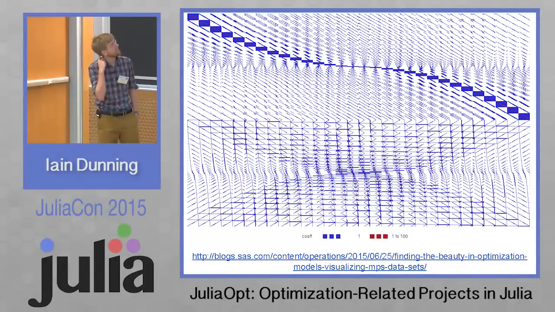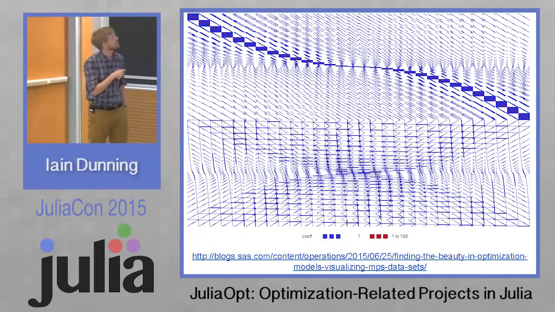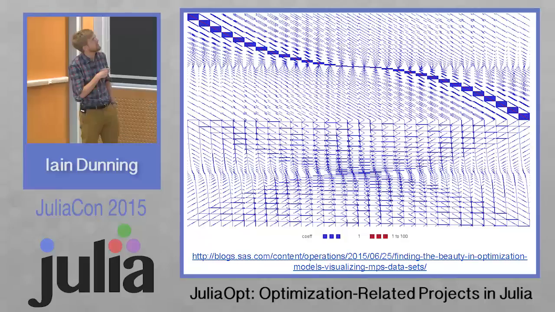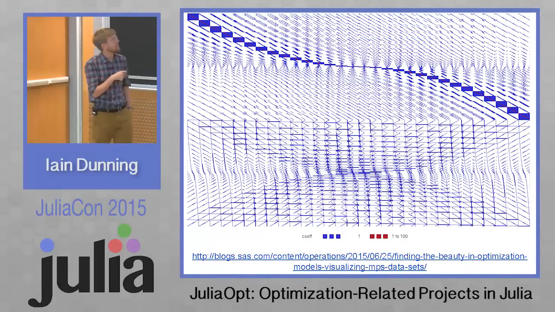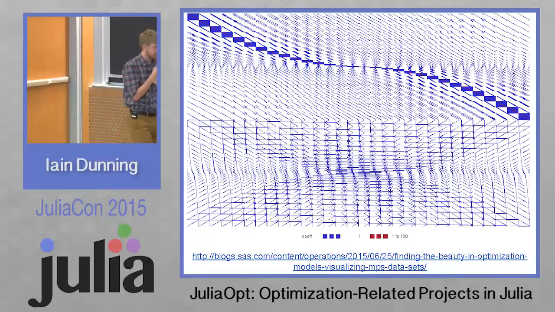So I just found this the other day, thanks to Iain who sent me this. This is another example of a sparsity pattern for another integer programming problem, the n-queens problem for n equals 30. So I think that's pretty cool. So that's one side of JuMP.